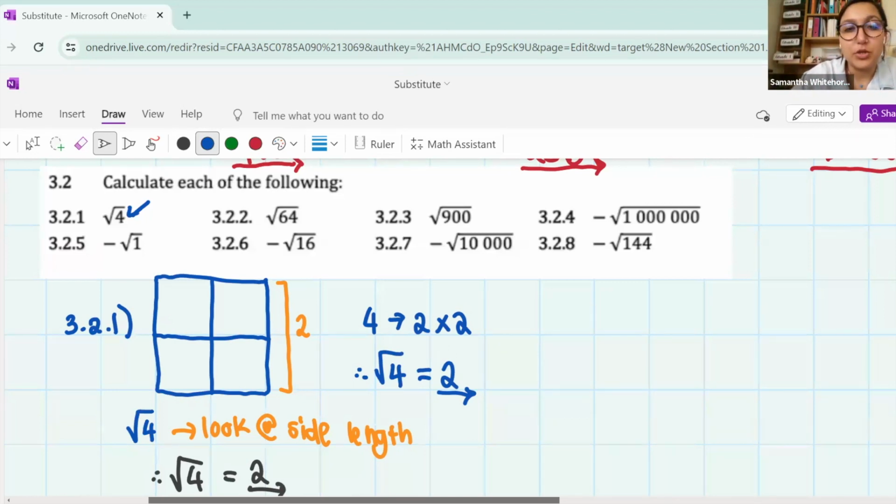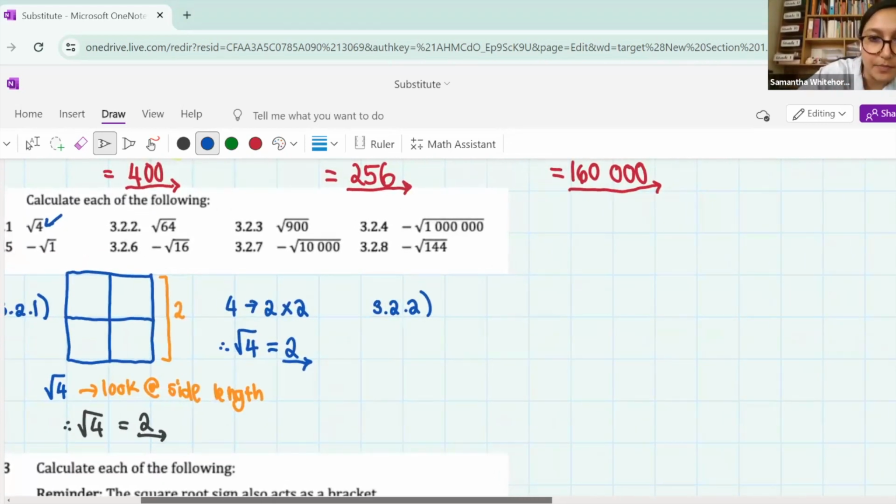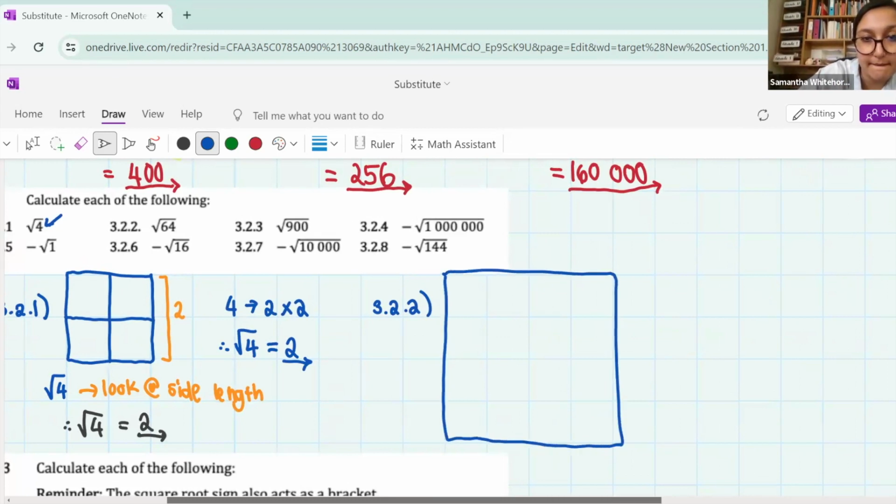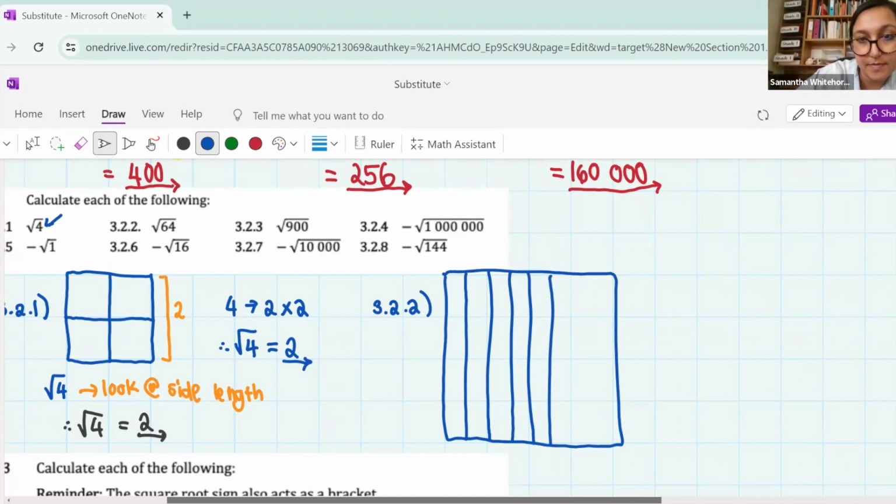If we have a look at 3.2.2, I'm going to be honest, I'm not going to draw. Actually, if I make it small, I'll be able to fit it in. Otherwise, we're never going to fit it in. Bear with me. It's going to be an interesting looking square. And remember, because I've got 64 underneath my square root, I have to have 64 blocks. That's why I said it's going to be a very interesting looking situation here.